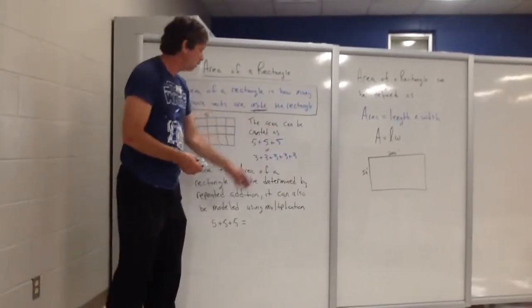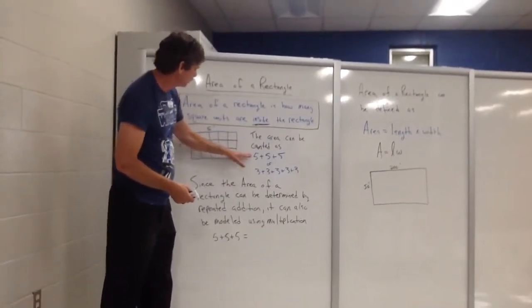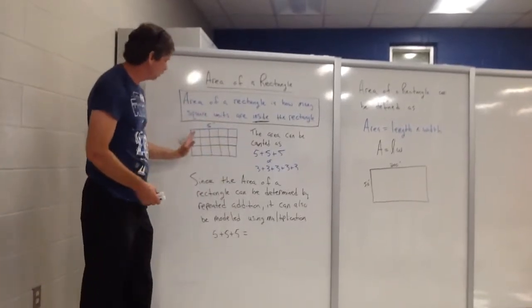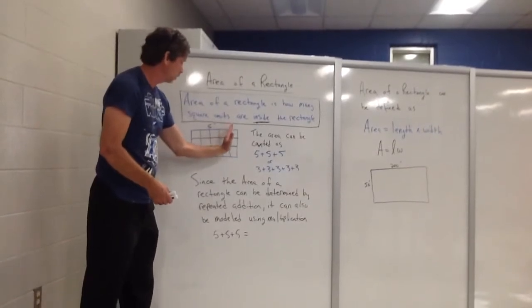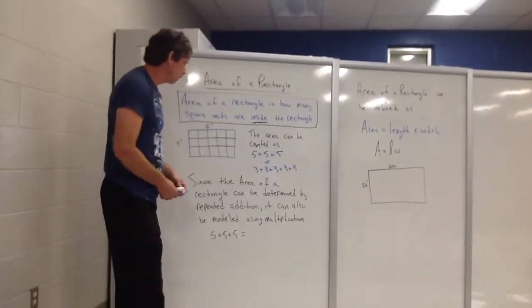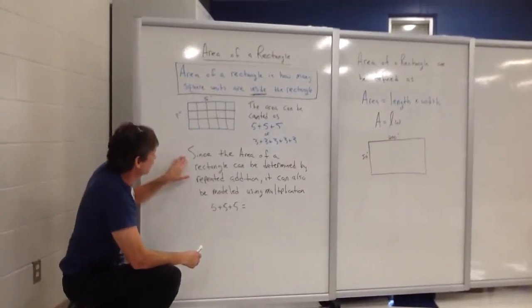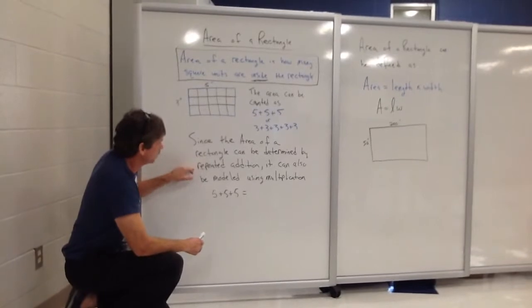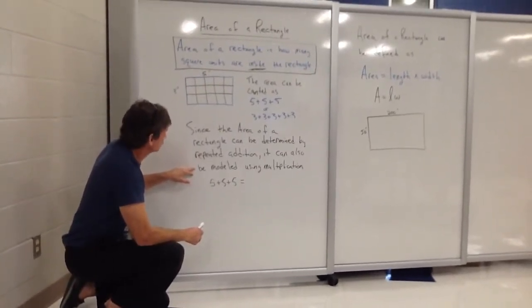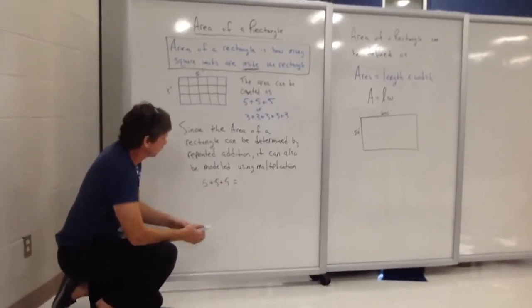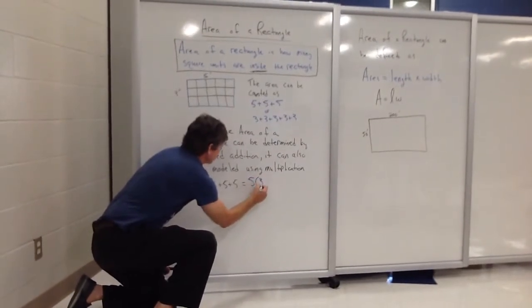And that area can be counted a few ways. If you're going this direction, you should see it's going to be 5 plus 5 plus 5. Or, if you're going this direction, it's going to be 3 squares plus 3 squares plus 3 squares plus 3 squares plus 3 more squares. What we've also learned is, since the area of a rectangle can be determined by repeated addition, we've also learned that this can be modeled by multiplication. So when I see that 5 plus 5 plus 5, we've learned that that really is the same thing as 5 times 3.